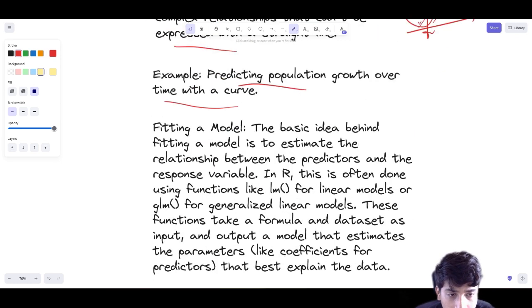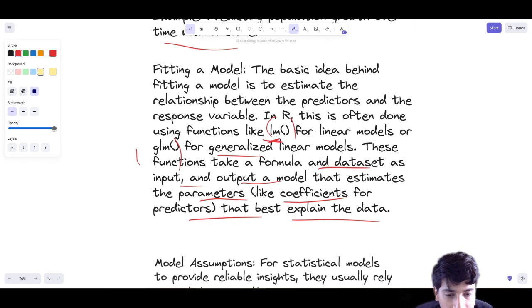Next we need to look at how to fit a model. The basic idea behind fitting a model is to estimate the relationship among the predictors. In R, it is often done using lm, which is a linear model. Once we have the data set, we need to fit it onto a model. We use lm, or glm if you want a generalized linear model, for example if the output of the result is a yes or no condition. These functions take a formula and a data set and output a model that estimates the parameters, like coefficients and predictors, that best explain the data.